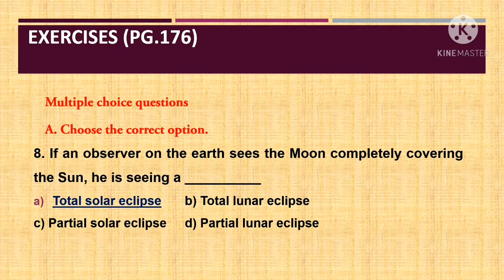Question 8. If an observer on the earth sees the moon completely covering the sun, he is seeing a dash. A. Total solar eclipse. B. Total lunar eclipse. C. Partial solar eclipse. D. Partial lunar eclipse. Answer option A, total solar eclipse.